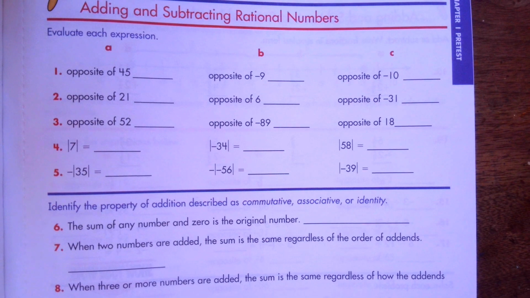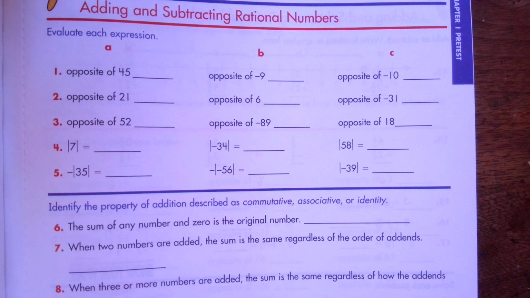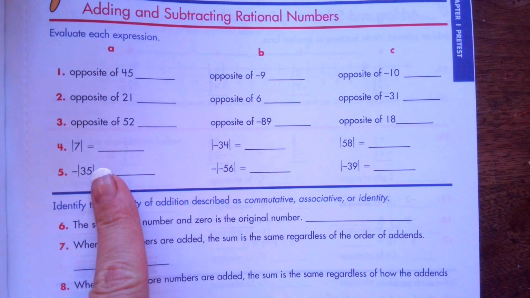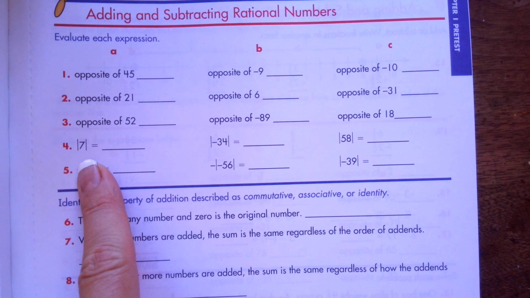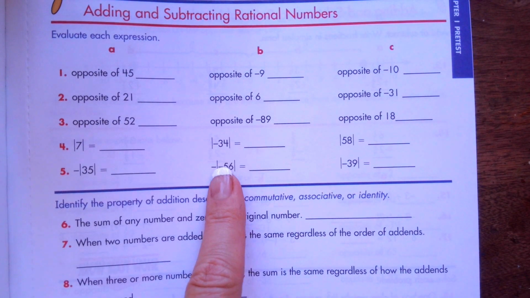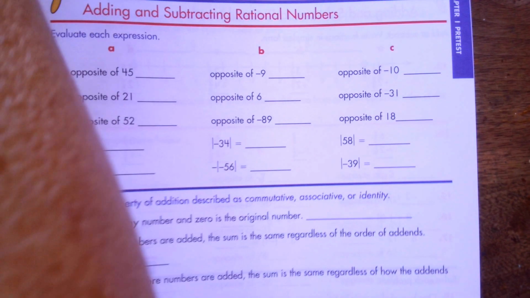And number 1 says it wants you to find the opposite of 45. So what is the opposite of 45, Shri? Negative 45. What's the opposite of negative 9? 9. Do you remember what these lines mean? Its absolute value. Yeah, and what does that mean? What's the absolute value of 7? 7. What's the absolute value of negative 34? 34. Yep. So it's the number of jumps away from 0.